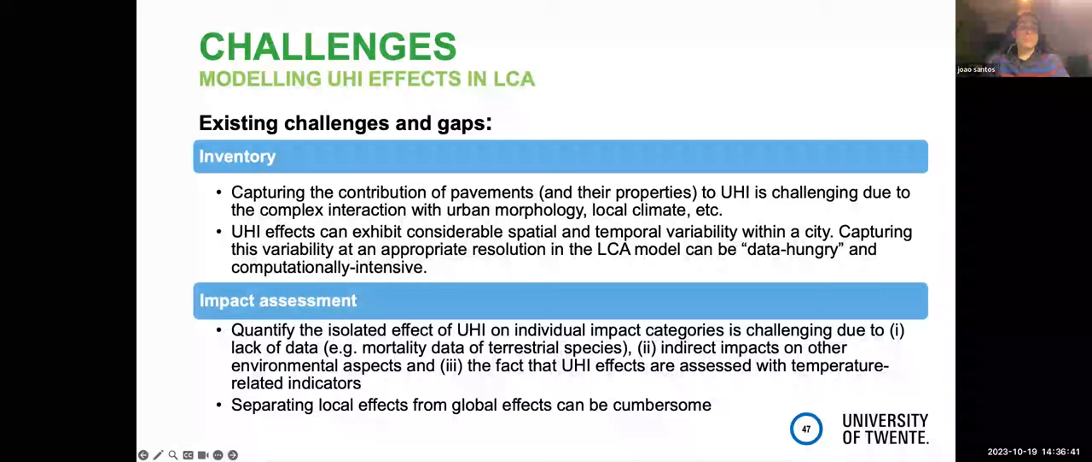In terms of impact assessment, the quantification of those isolated effects in the individual impact categories is quite difficult due to lack of data, the indirect impacts on other environmental aspects, as I mentioned before, and also due to the fact that the urban heat islands are assessed with temperature-related indicators. And this leads to an additional challenge because our software and databases are not adapted to incorporate this type of flow. And finally, separating local effects from global effects is also a very difficult process.